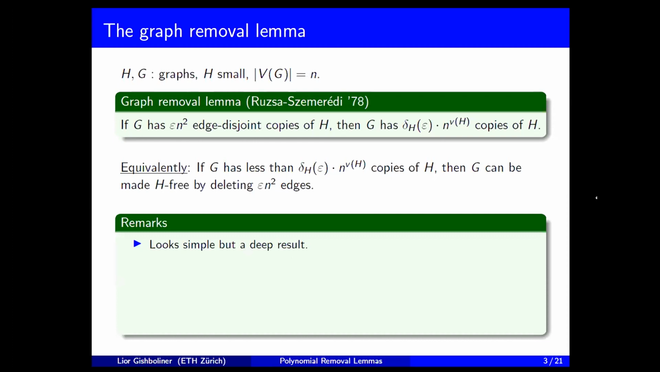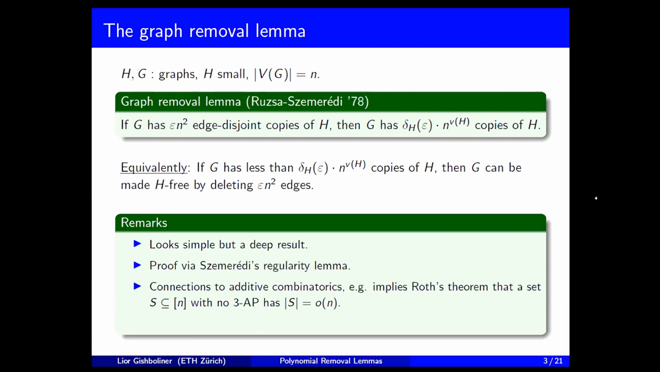This looks like a simple statement maybe, but in fact it's a sophisticated result. One piece of evidence for this is that the only way we know how to prove it, essentially, is via Szemerédi's regularity lemma. Another is that it has interesting connections to other fields of math, for example additive combinatorics. As many of you might know, the special case where H is a triangle implies Roth's theorem, which says that a subset of the integers that doesn't have an arithmetic progression with 3 elements must have a sublinear number of elements.